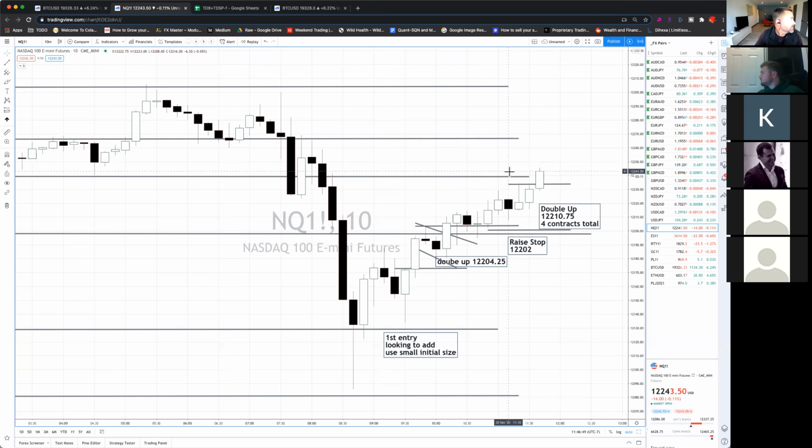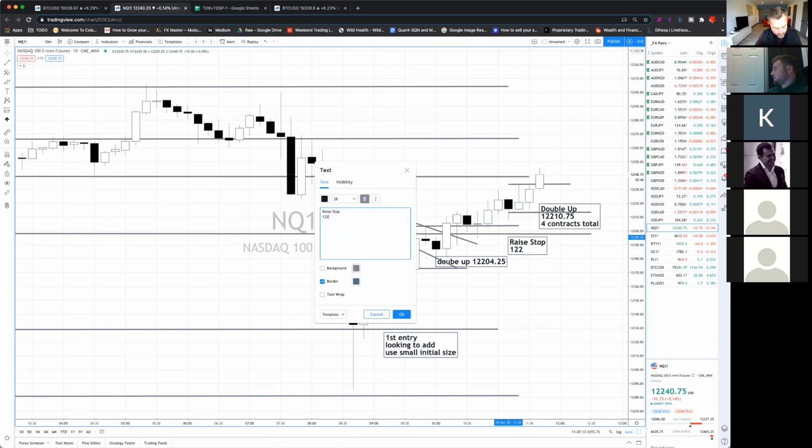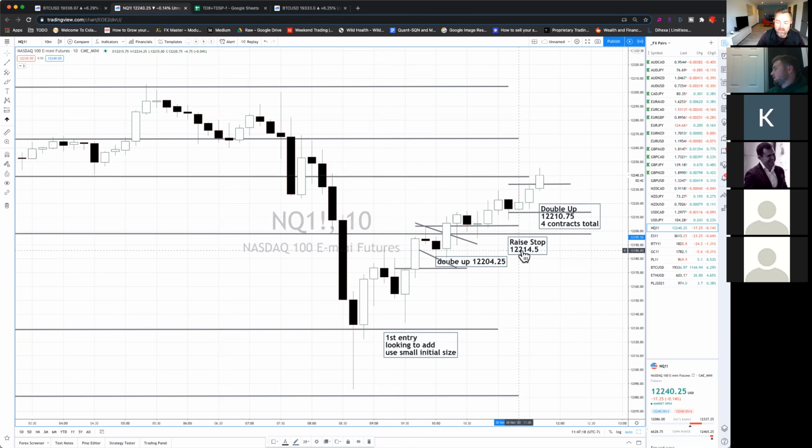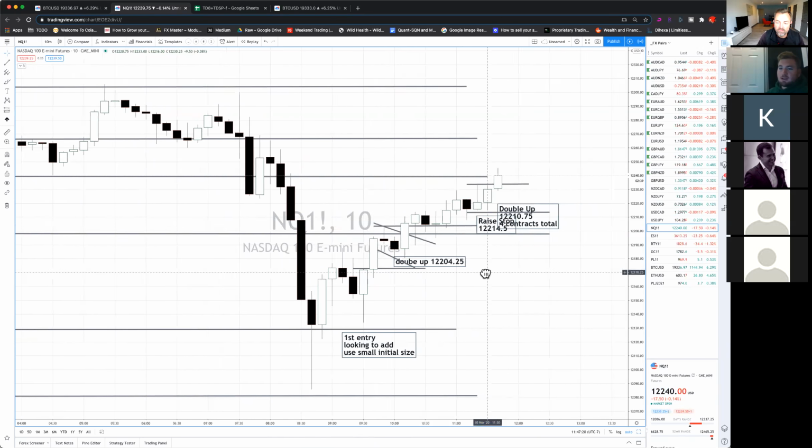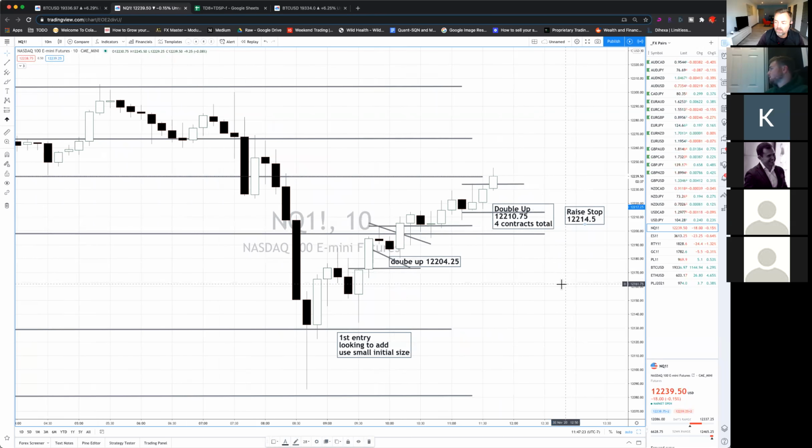All right. Well, NASDAQ's doing its thing as expected. It added up. I'm going to go ahead and raise my stop up to here, to the breakout bar. So raise the stop up to 12... what's the low there? 12,216. So what's the low here? 12,145. That would have been a good spot to trail out of, or to add in as well.